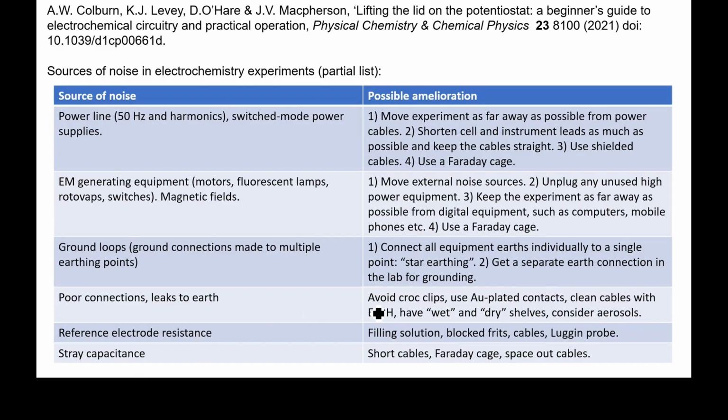Reference electrode resistance, blocked frits are a major problem. Always inspect your reference electrode, check the cable. Consider using a Luggin probe if you're working with non-aqueous electrolytes or passing large currents. And then stray capacitive coupling. So use the shortest cables you can get away with, use a Faraday cage and spread the cables out. These are all really good tips, and there are more if you go and read our tutorial review in PCCP about how to get the best out of your instrumentation and how it actually works.